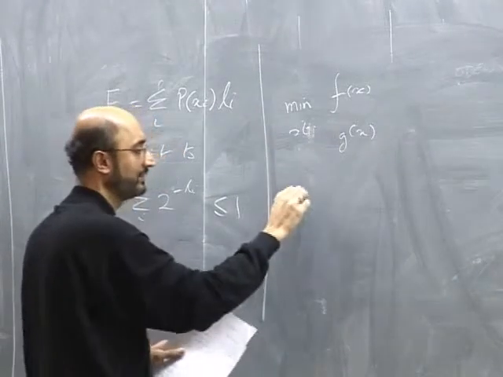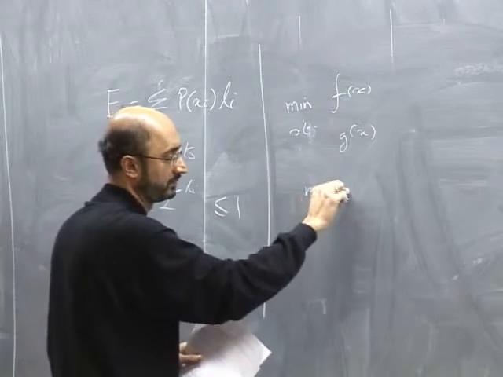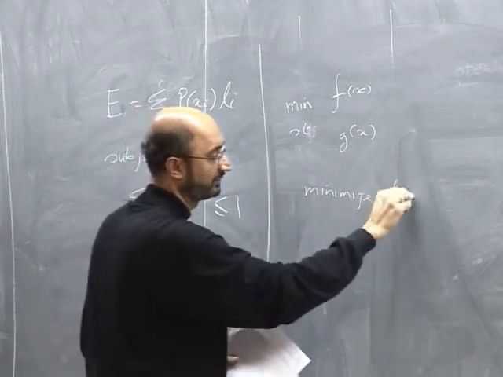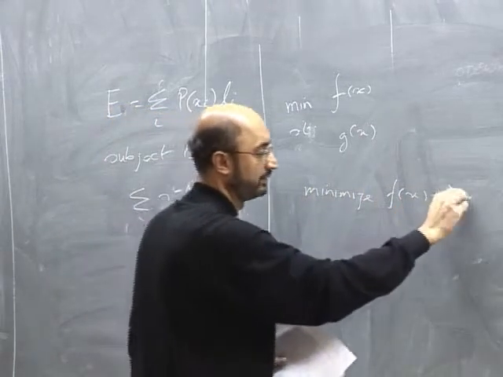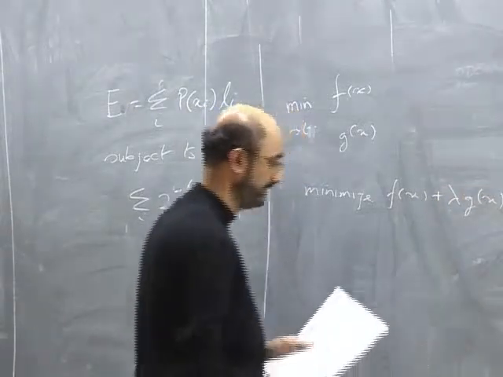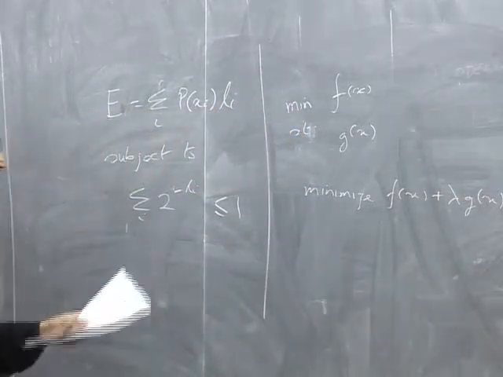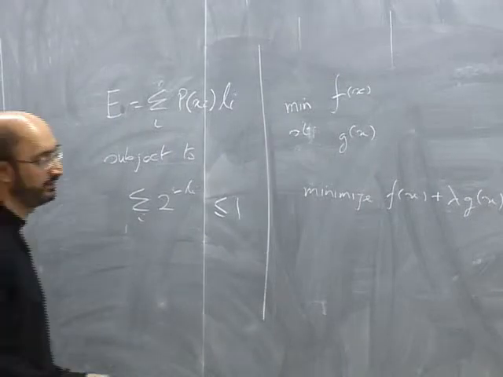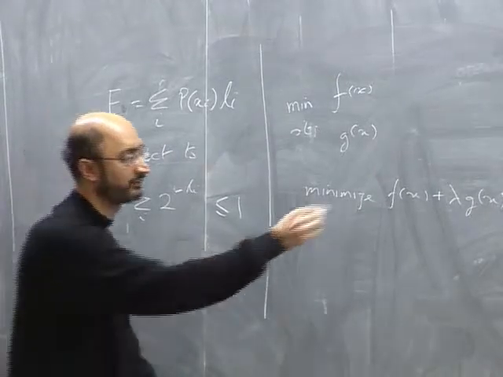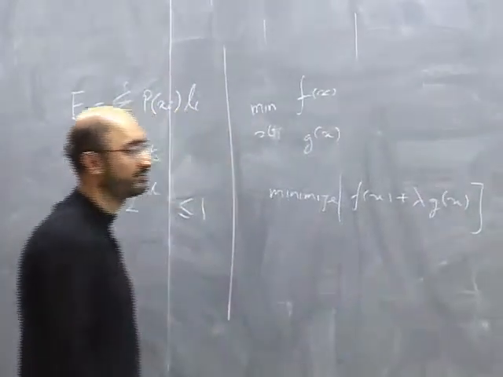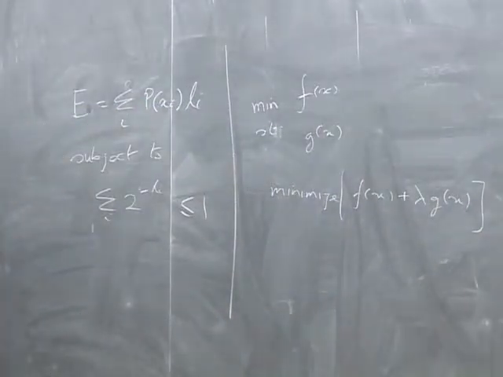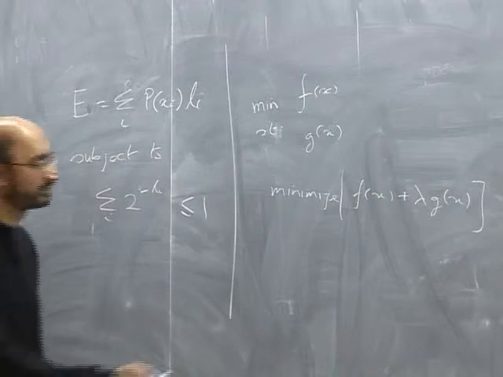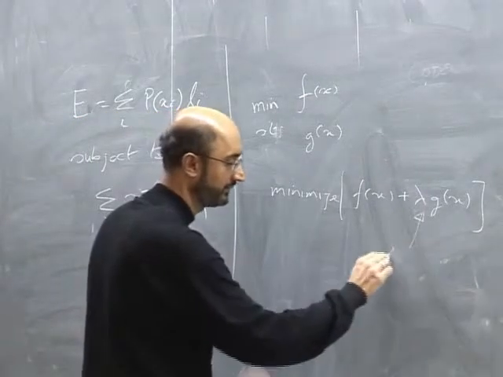Then what we do is we basically minimize f(x) plus lambda g(x). If you do that, we essentially have to compute the derivative of this f(x) plus lambda g(x) with respect to x and with respect to lambda, and we set those to 0, and then we compute the minimizing value of lambda. So this is called the method of Lagrangian multipliers. That's called the Lagrange multiplier right there.